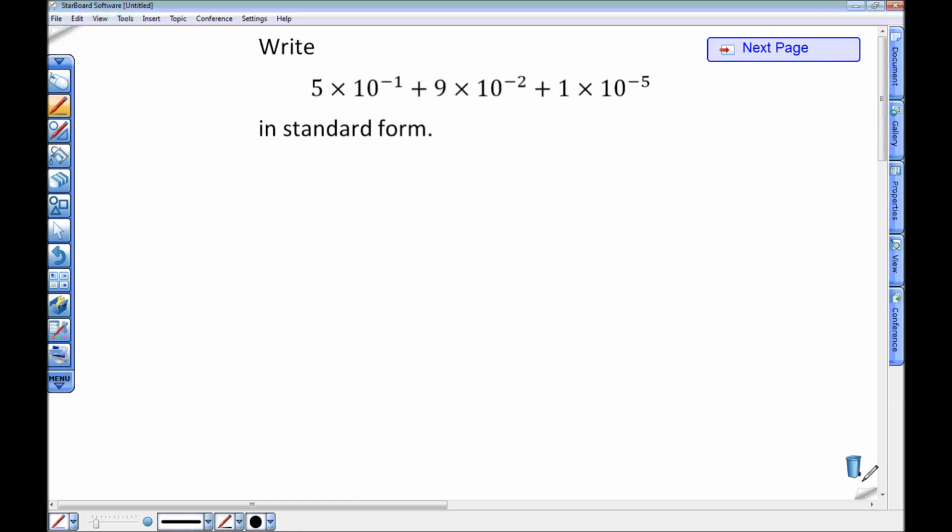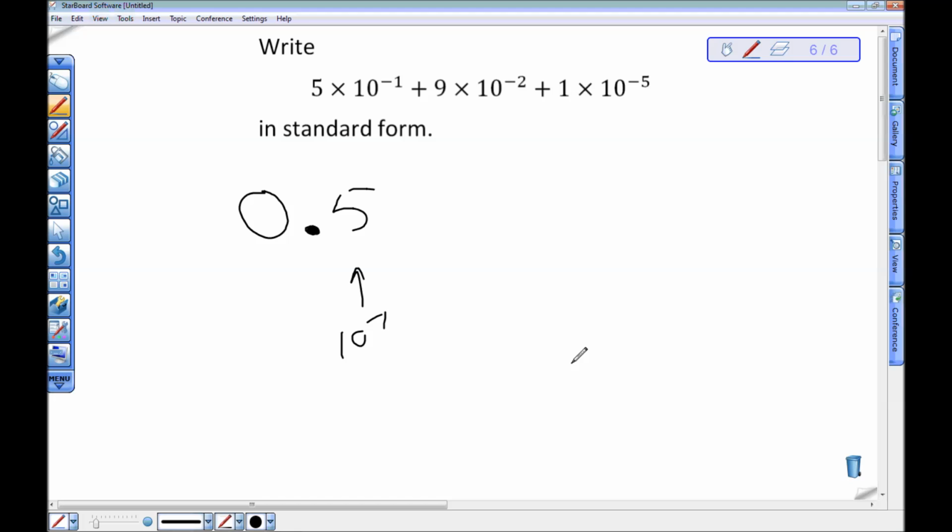Here's another one. I want to write 5 times 10 to the negative 1st plus 9 times 10 to the negative 2nd plus 1 times 10 to the negative 5th in standard form. So I can start with my 5, and this is in the 10 to the negative 1st spot, but that's not quite right. In fact, I need a decimal point before my 5, and whenever I write decimal numbers, I put the 0 in front of the decimal point if there's no number there, just to make it clear it's a decimal, in case I draw my decimal too small or someone misses it or smudges it.